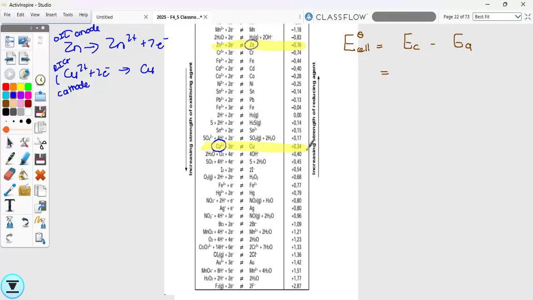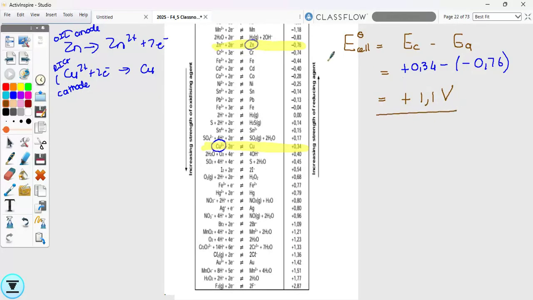So you can see here it's plus 0.34. So it's going to be plus 0.34 minus, and now we go to our anode and it's minus 0.76. So this is why putting the signs in brackets is important. So minus minus 0.76. So you can see that you end up with a positive answer.